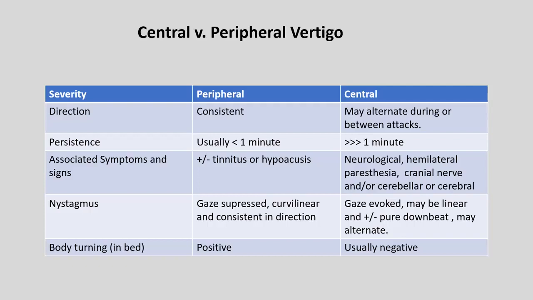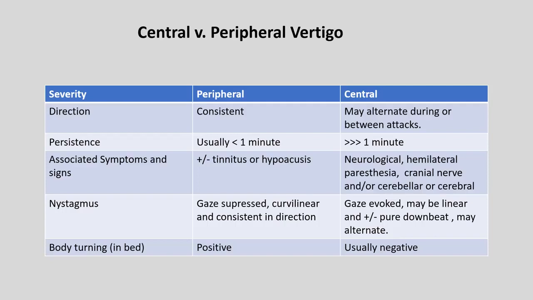Nystagmus is a common accompanier of vertigo, either for neurological or neurophysiological reasons. If the cause of the nystagmus is peripheral, it tends to mimic the behavior of the vertigo, non-persistent and consistent in direction. It is also gaze suppressed, so that when you are testing tracking, the nystagmus is actually diminished or abolished, while it is accentuated with central causes.